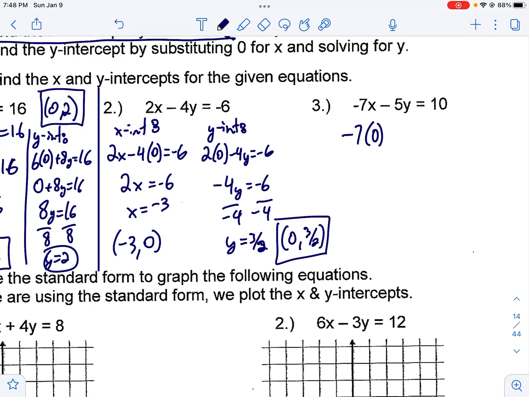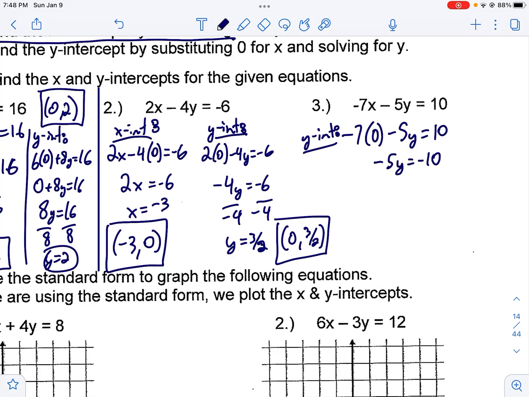Let's try finding the y-intercept first this time. 7 times 0 minus 5y equals 10. And you'll notice I'm always labeling that I'm finding either the x-intercept or the y-intercept. It helps me organize in my mind, and for anybody grading me, what my work is showing.